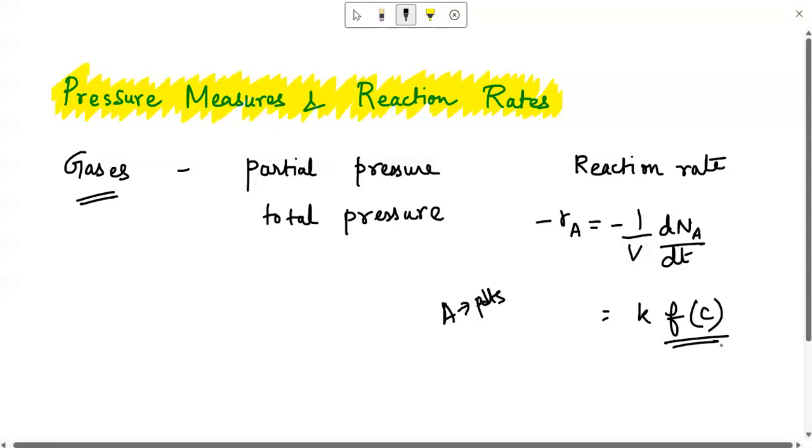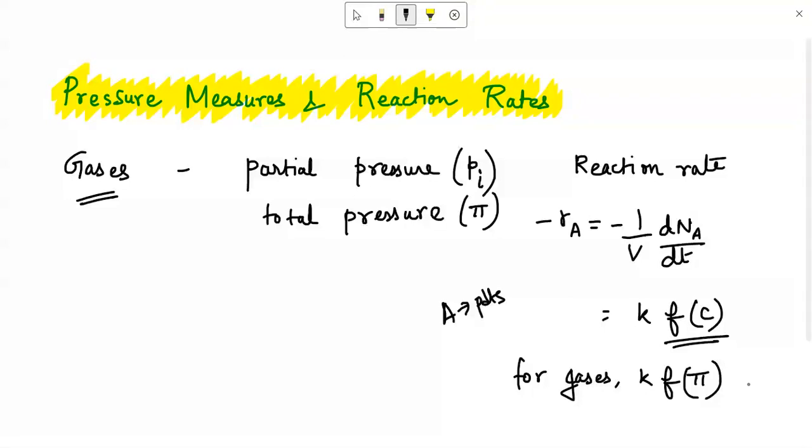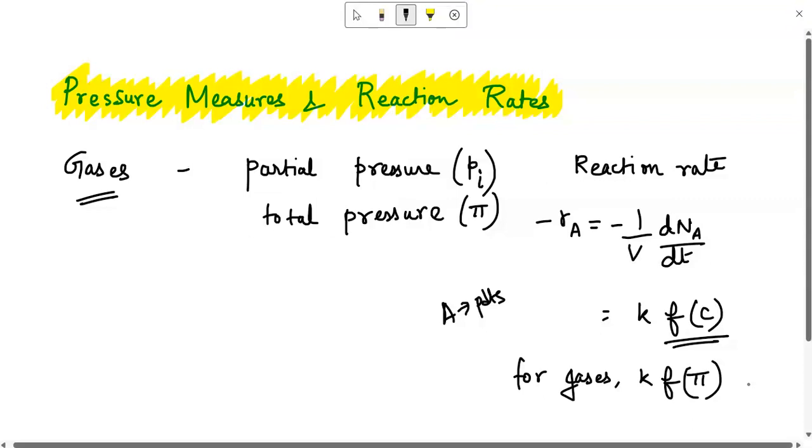Now this concentration dependent term, in case of reaction rates where gaseous measures are involved, becomes a function of pressure. So this can be in the form of partial pressure, or for gases k f of pi, pi being the total pressure. Generally total pressure is denoted as pi and partial pressure is usually denoted as small p, with i depending on your component. So this is the general expression for gaseous systems. When you are developing the rate equations to study the kinetics, the pressure term is used directly, whatever expression you have been supplied.